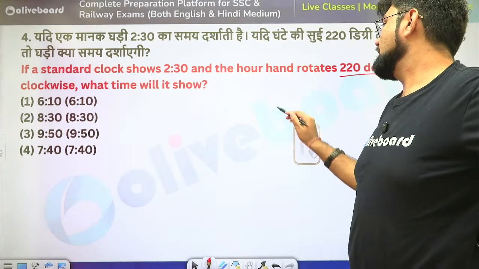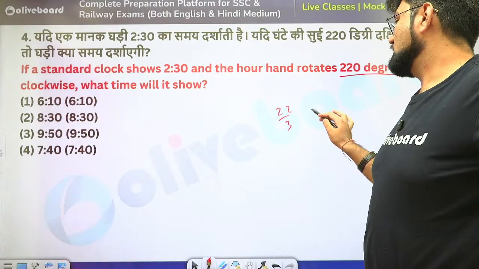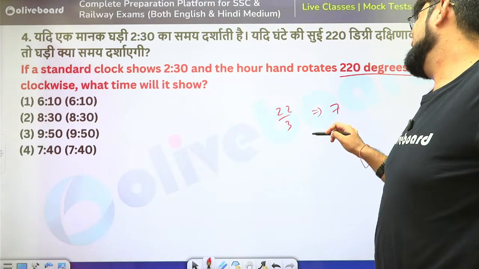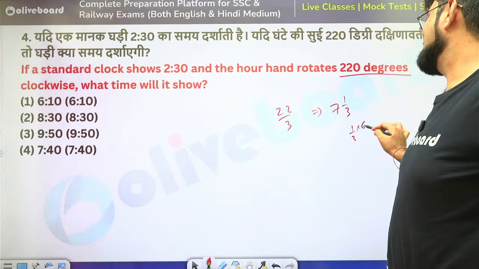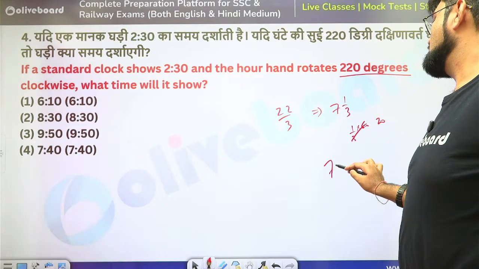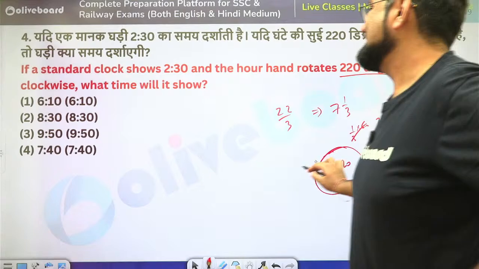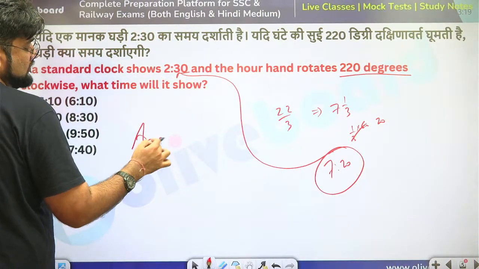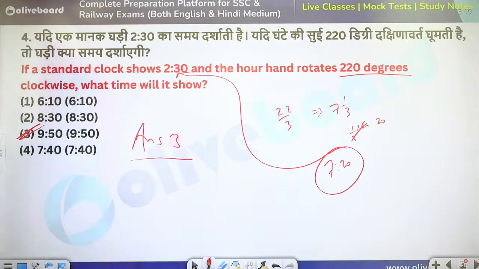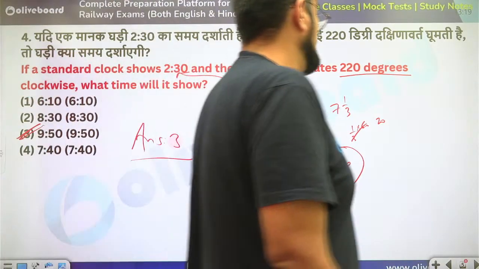22 by 3. Convert this into a mixed fraction. So this is 7, 1 by 3. Convert 1 by 3 into minutes. So this is 7 hours, 20 minutes. This is what it is. Add 7 hours, 20 minutes to 2:30. You will get 9:50. Option 3. Okay. Next.